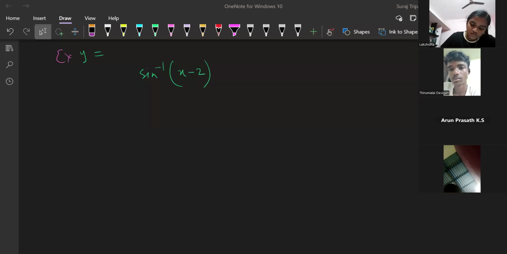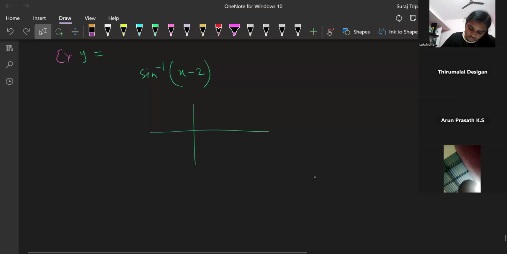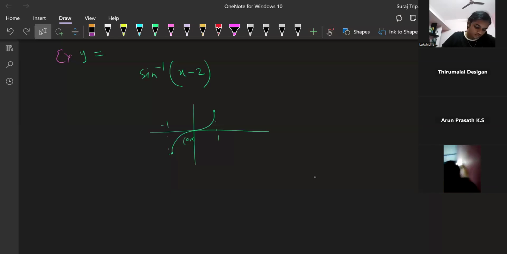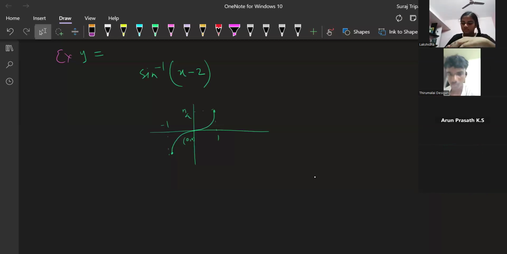Yes, sir. Send, sir. Yes, correct. You have to mention all these points also. 1 and minus 1 also you have to mention. See, this is the graph for sine inverse x. This is 0, comma 0. This point is minus 1, this point is 1. Here it is pi by 2, and here it is minus pi by 2.